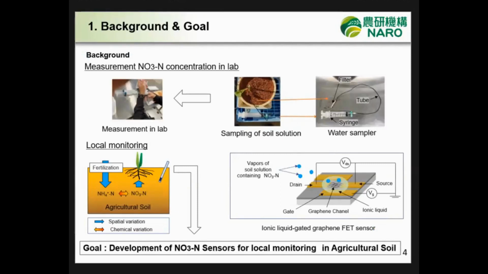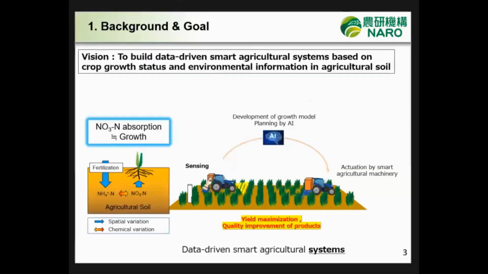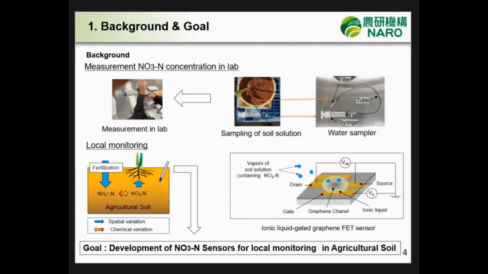Now we measure the NO3-N concentration in the laboratory. Before measurement, the sampling of soil solution is needed. We set a filter into agricultural soil and apply negative pressure to obtain the soil solution. So it's not good for local monitoring. If we measure the NO3-N concentration from the vapors of soil solution containing NO3-N, local time monitoring is realized.